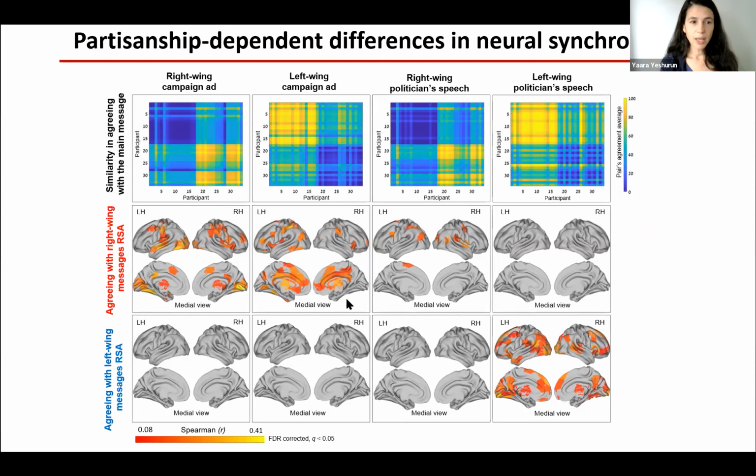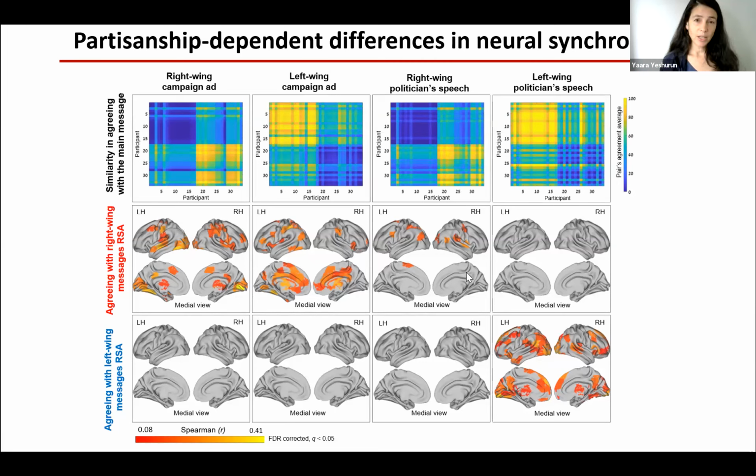And what we saw here is that, for example in the right-wing campaign ad, people that were more similar in strongly agreeing with the main message of the clip were also more similar in their neural response in many brain regions. And again, I want to highlight, for example, a region in the visual cortex. The highest value we got, 0.41, which is very high for this analysis, was obtained in part of the primary visual cortex.